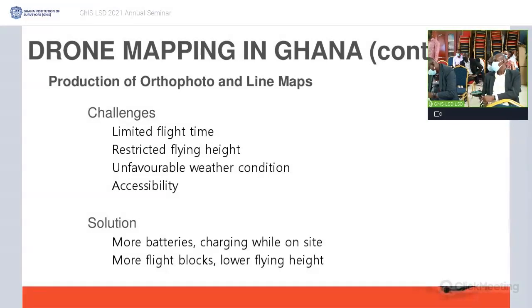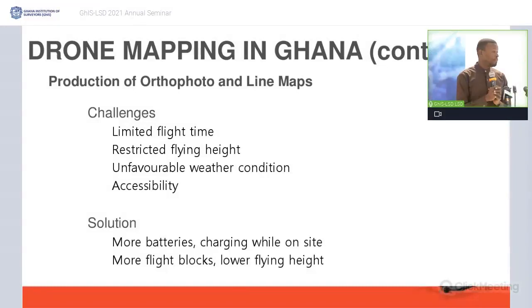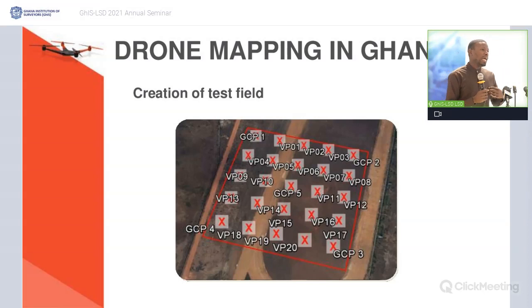Okay. So we created a test field site at Boteman. We have about 25 points. What we did was fly over these points. We surveyed them directly with GPS. We took the coordinates of these points, and then we flew over them and took the data through the process of photogrammetry as we know it, conventional photogrammetry.